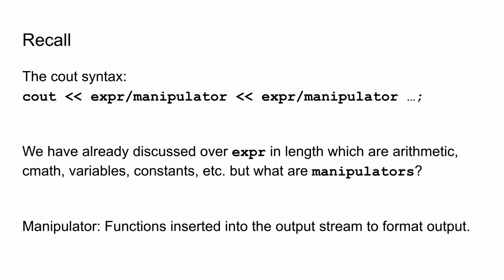So first, we need to recall something, and that is the syntax of cout. It has this cout and then the stream insertion operator, and then you can insert some amount of expressions and manipulators after it, each being separated with their own stream insertion operator. And we've already talked a lot about this expression thing, but what are these manipulators? Well, these manipulators are functions inserted into the output stream to format output.